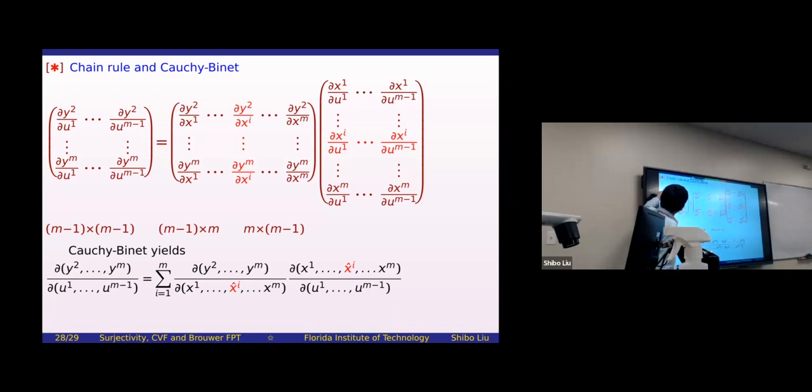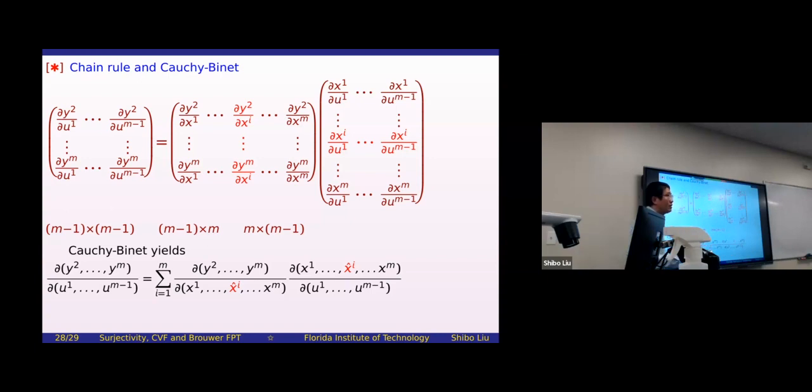The quantity we want to compute is the determinant of the left hand side. But the right hand side is not a product of two square matrices. How to compute the determinant? We have the Cauchy-Binet formula, which says that you remove the i-th column for the first matrix, and the i-th row for the second matrix. Then both of these two matrices become square matrices. You can compute their determinant.